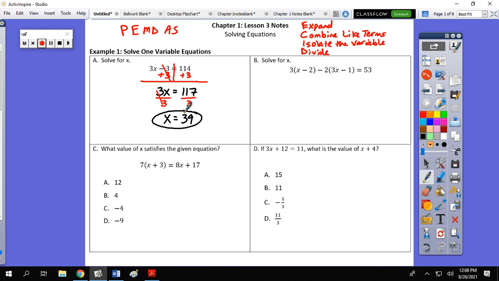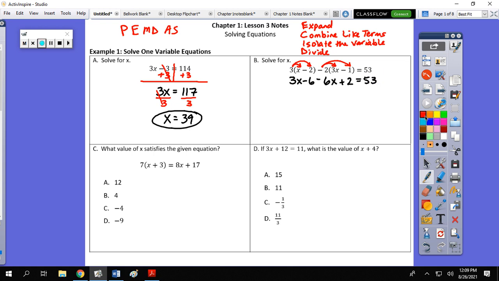Letter B is a more advanced example, but again, it is not anything we have not seen before. We are going to expand by distributing the 3 through the first set of parentheses and the negative 2 through the second set of parentheses. That would give us 3x minus 6 equals minus negative 6x plus 2 equals 53.